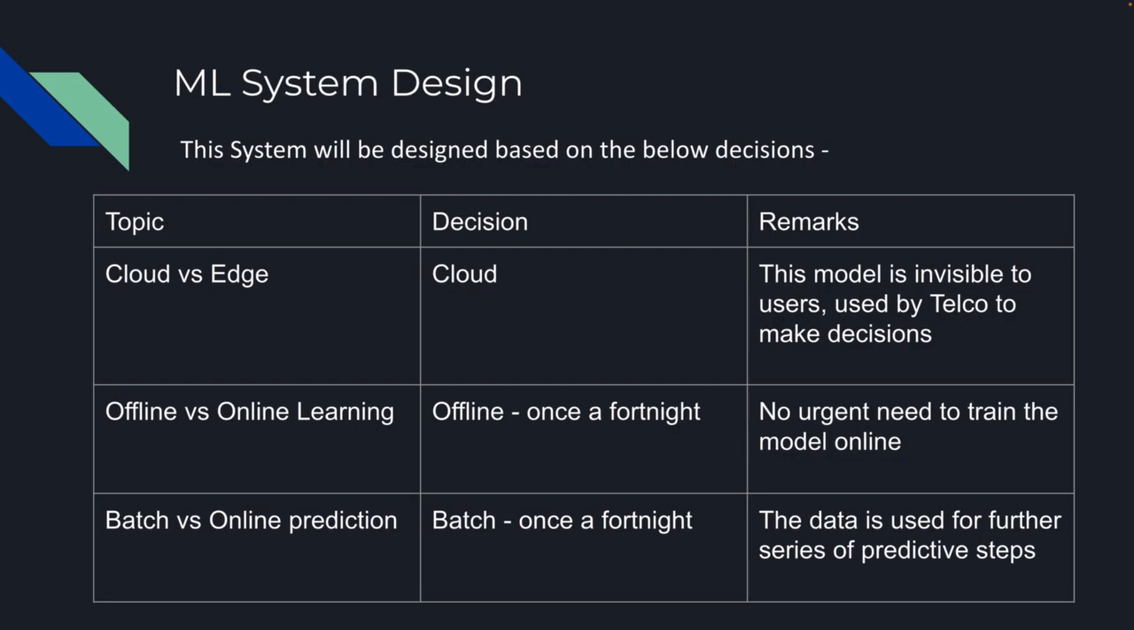Coming to the system design, there are three main system design decisions that need to be taken before implementing the model. Cloud versus edge is a very straightforward decision. We will go with a cloud model with offline learning and batch prediction, because fundamentally this model is not exposed to the end customer of the telco. It will typically be used by a customer success, operations or marketing department. The receiving department of the model output will be marketing, with a list of potential churners, who will then come up with a proactive plan to retain these users.